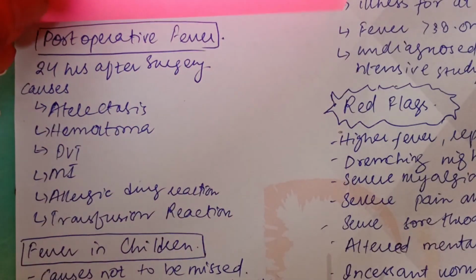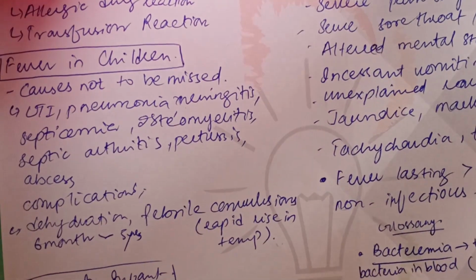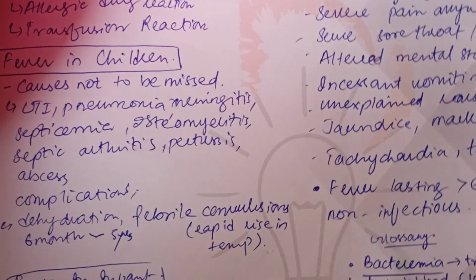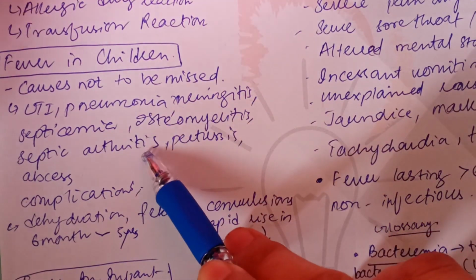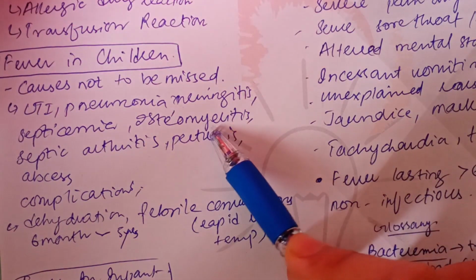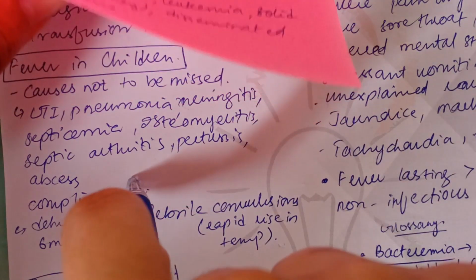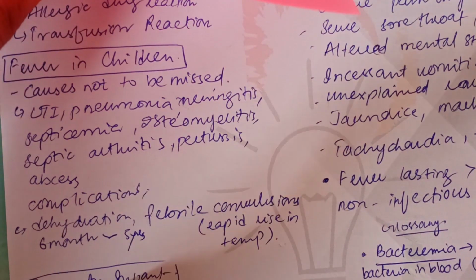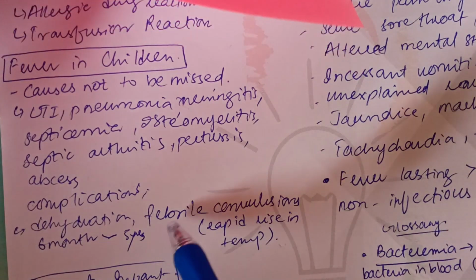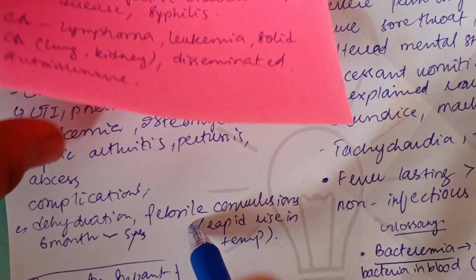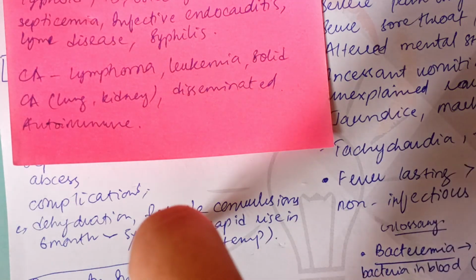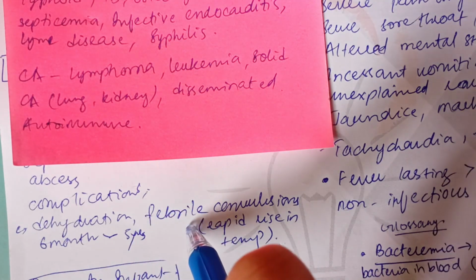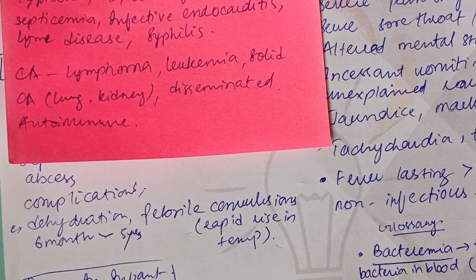Fever in children: the causes that cannot be missed in children are UTI, pneumonia, meningitis, septicemia, osteomyelitis, septic arthritis, pertussis, and abscess. The complications of fever in children are dehydration, and a very fearsome complication is febrile convulsions. These are common from 6 months up to 5 to 6 years of age, and are due to the rapid rise in temperature.